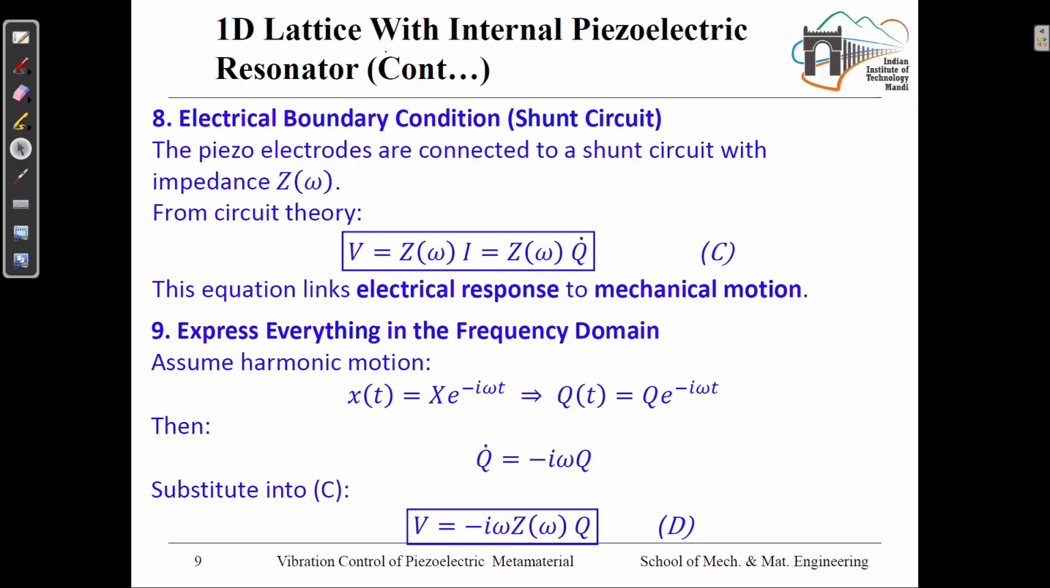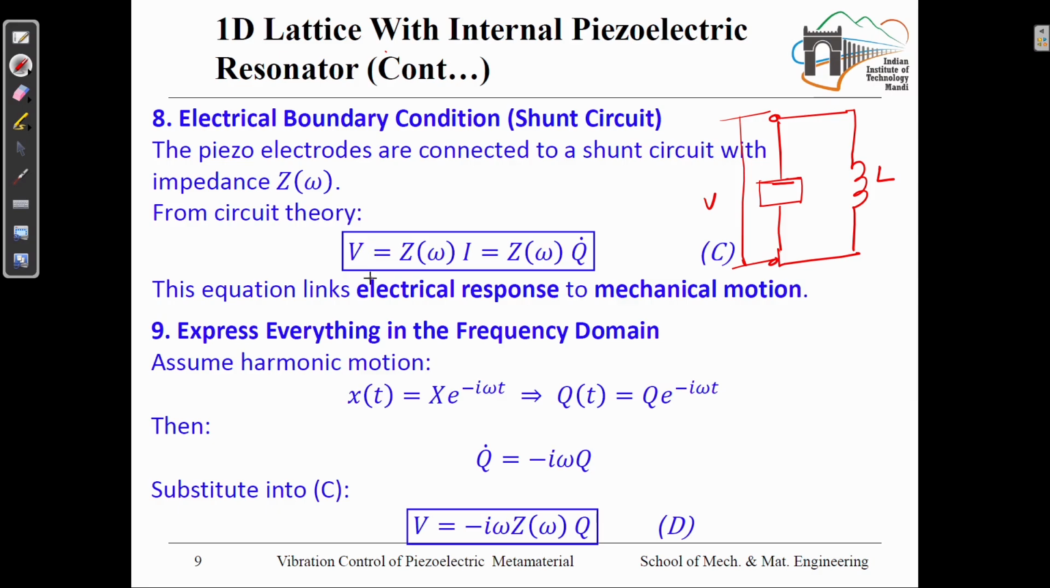Now, electrical boundary conditions. What we have seen is that the piezoelectric material behaves as a capacitor, right. This is a piezoelectric material and we have now a shunt network or shunt circuit. Let us say we have only an inductor, for example. This is my inductor. So the voltage across this, that is this V, of course involves Z, that is impedance.